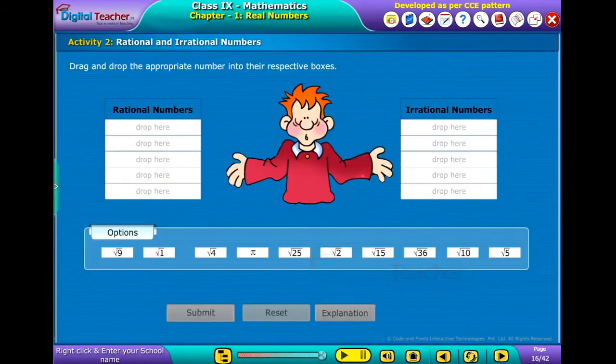Let us do an activity on rational and irrational numbers. Drag and drop the appropriate number into their respective boxes.